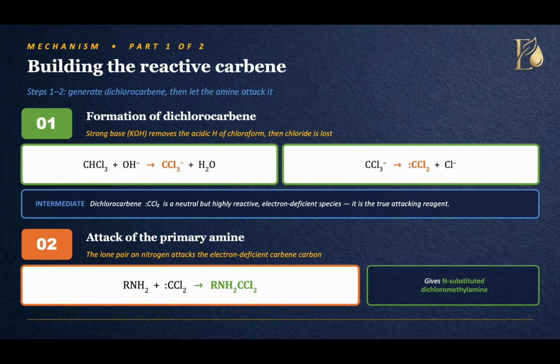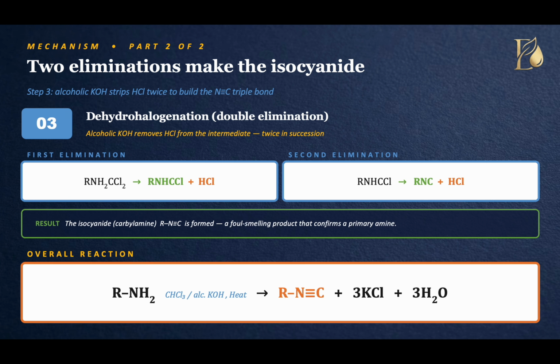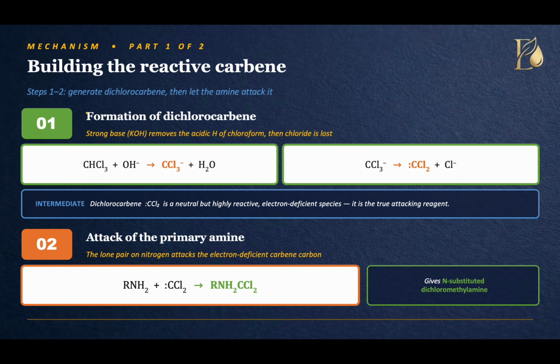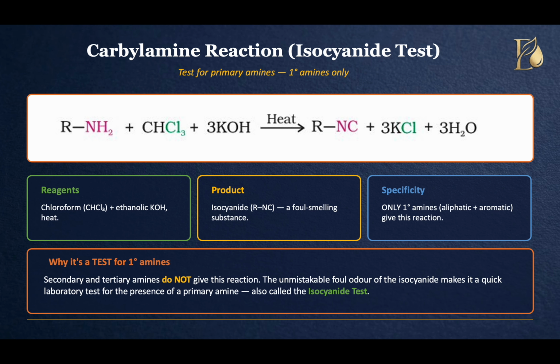Now we can move to the mechanism of this reaction. There are three steps. The first step is the formation of dichlorocarbene. Second is the attack of the primary amine, and the third step is dehydrohalogenation. So firstly, what are the reagents of our reaction? We have chloroform and ethanolic KOH reacting with primary amines. The first reaction happens between the chloroform and the ethanolic KOH. Then the product from this reaction reacts with the amine. That is the first two steps.